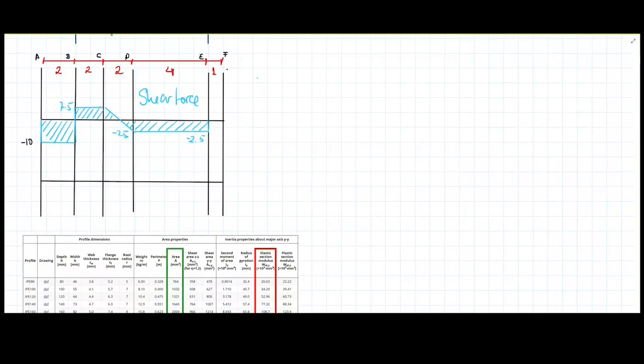So the moment starts at 0 here, and then it is going to grow like this until a point, maybe here. And this point is going to be 10 times 2, which is minus 20 kilonewtons meter. Well, here.